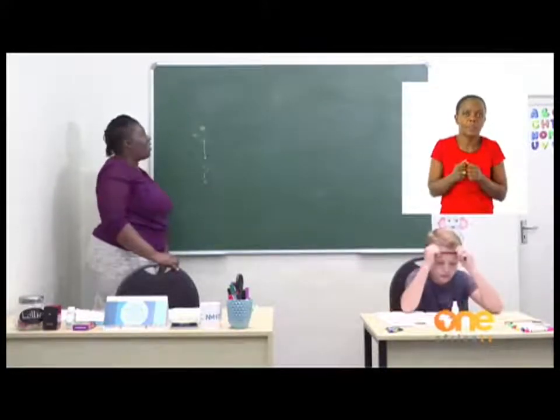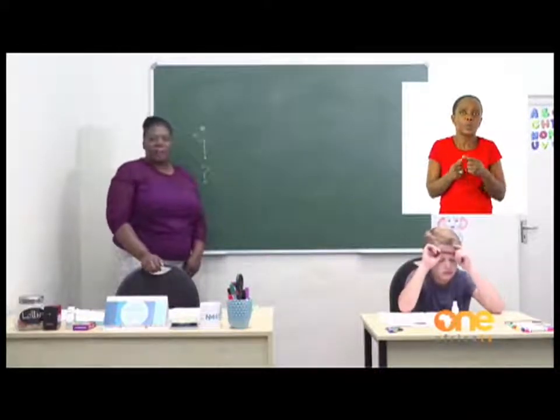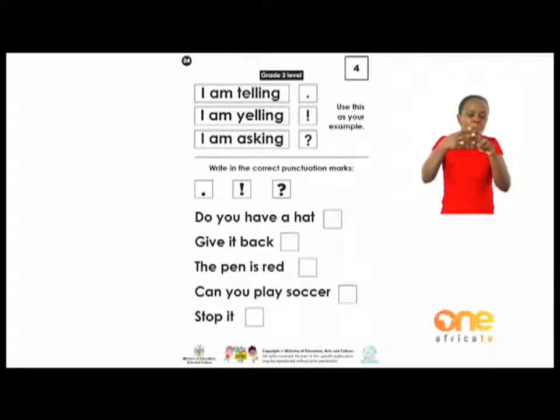Very good. There are some sentences that are written there. I am telling. It is a short sentence. We end it with a full stop. I am yelling. Do we just say, I am yelling? Or you say, I am yelling! We read that with an exclamation mark. I am asking. When somebody is asking, what do we put? We put a question mark. So, I am asking is ended with a question mark.